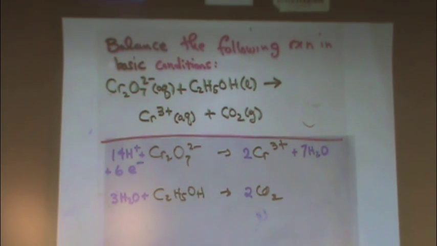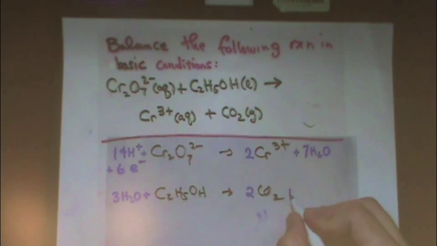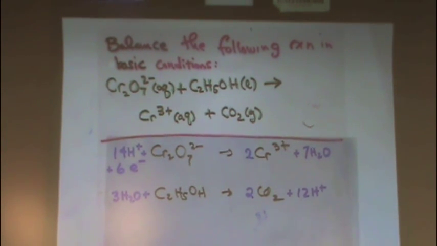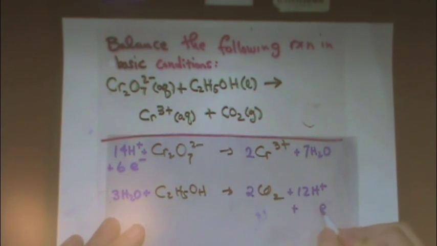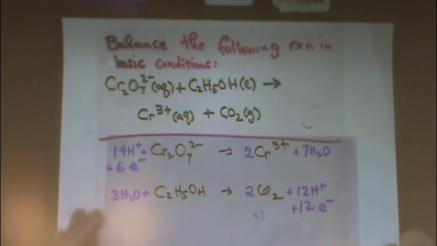Okay, now what? Hydrogens. Balance hydrogens with H+. On the right-hand side, there's how many hydrogens right now? Wait, no. 12. Does that look good? 12. So I need to add 12 H+ over here. All right, and then the electrons, it looks like I just straight up need 12 to make it the same charge on each side. Okay, let's double check my math here. Looks good.